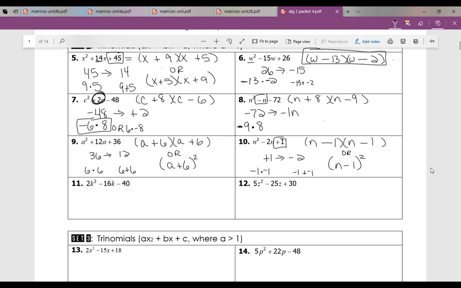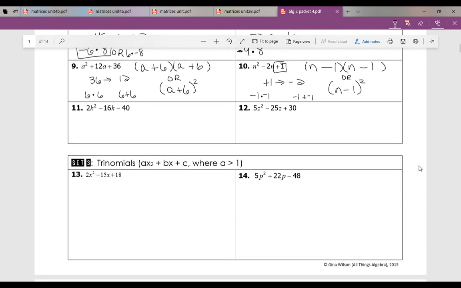Now, number 11 and 12 actually incorporate the greatest common factor with the trinomial factoring. So they're combining the two methods of factoring. We haven't run across one of these yet. These are the first two. If you look across this problem, do you agree every number is divisible by 2? Okay, so I'm going to take out a greatest common factor and I'm going to reduce the terms when I put it back. 2 divided by 2 is 1, so that's just a k squared. Negative 16 divided by 2 is negative 8k, and negative 40 divided by 2 is negative 20.